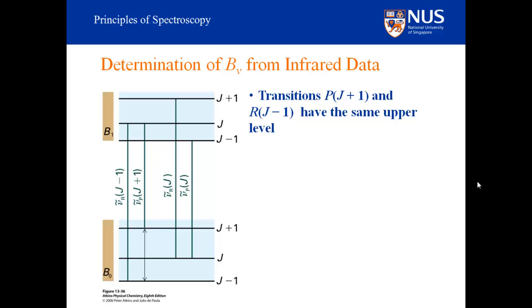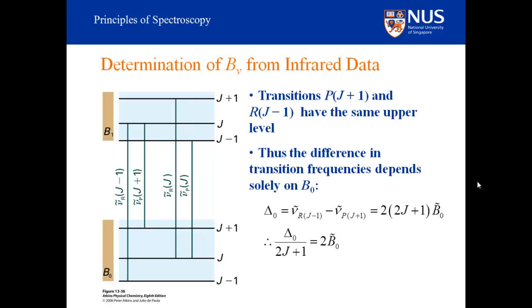Note that the difference in energy between these two lines only depends on the rotational energies of levels in the V equals 0 state, which means that it will only depend on B0. Similarly, if we look at the two transitions on the right, they both start in the same initial rotational state, but end in different rotational states, so the energy difference between them will only depend on B1. So by taking the right combination of R and P branch lines, I can get information about B0 and B1.